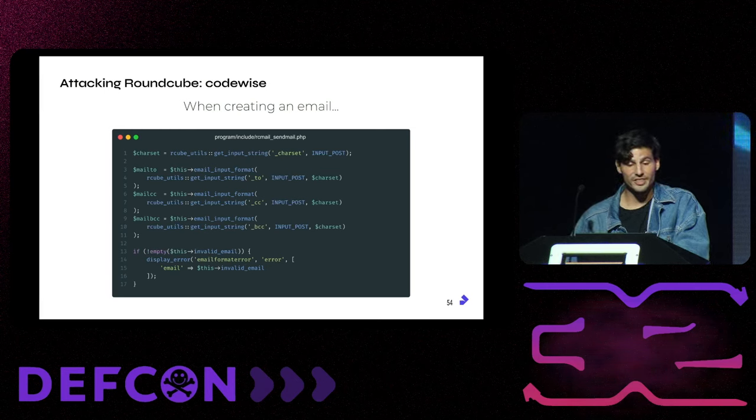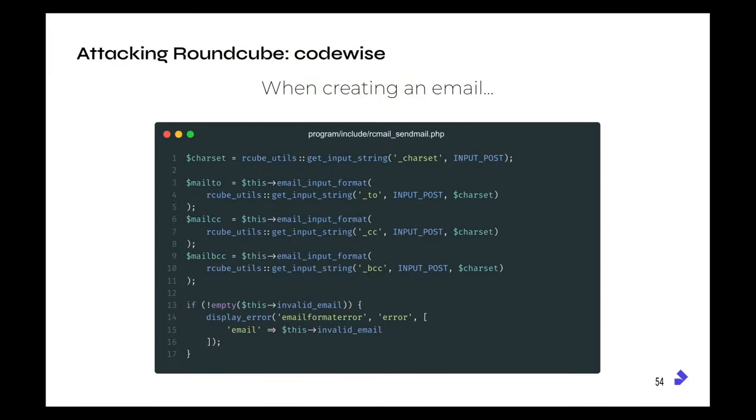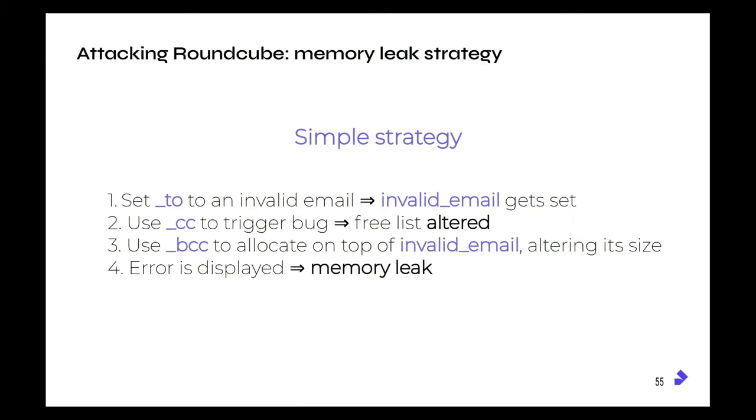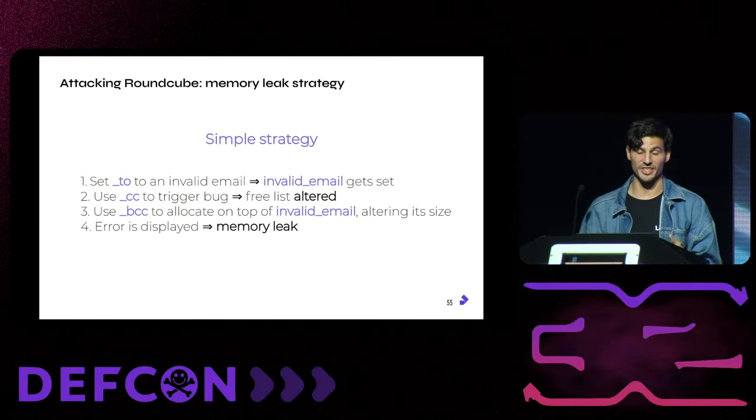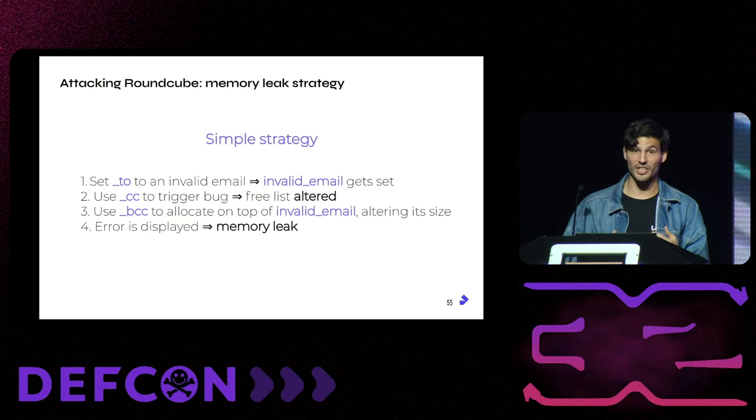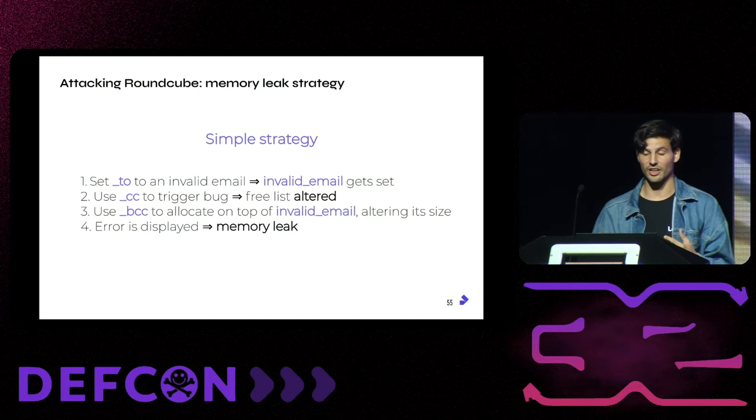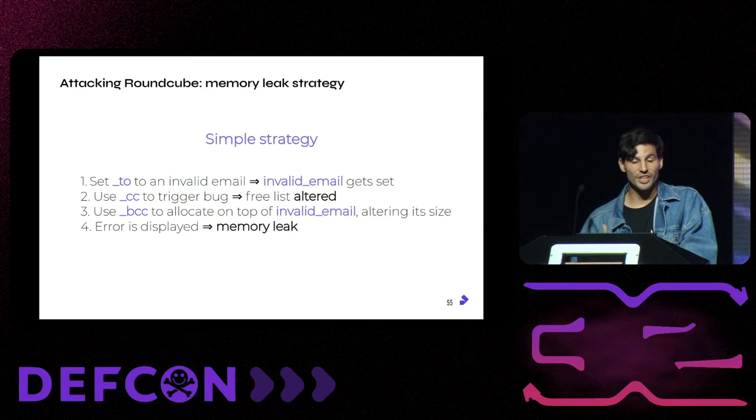Right after this, there's something even better. If one of the emails is not valid, you will get an error message that says "invalid email: your email". So what can we do with this? Well, this is textbook, the strategy that I was telling you about before. The idea is that you set _to to an invalid email, so that the invalid email gets set and is ready to be displayed in the error message. Now what we want to do is modify its length before it's included in the error message. So we use CC to trigger the bug, and we have a free list that is altered.